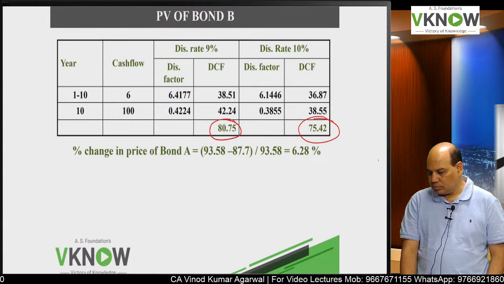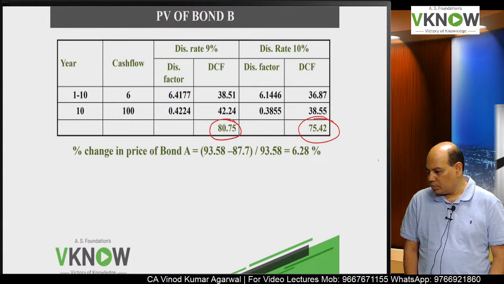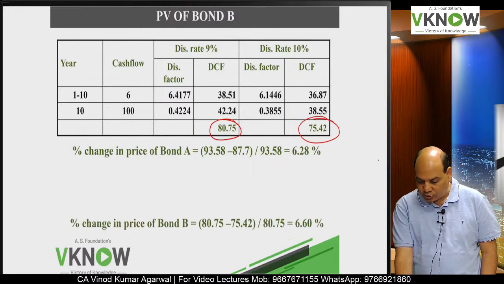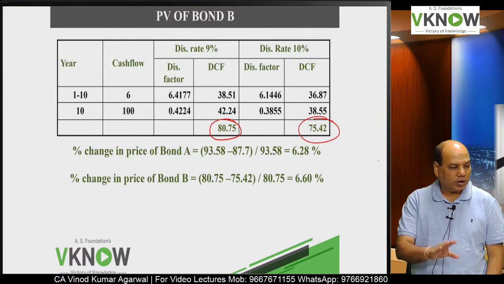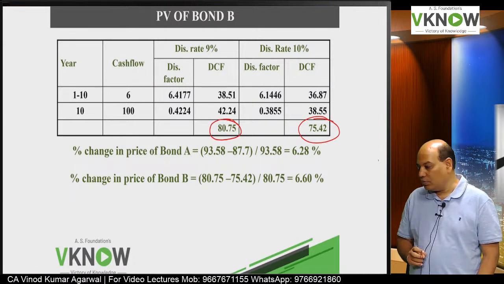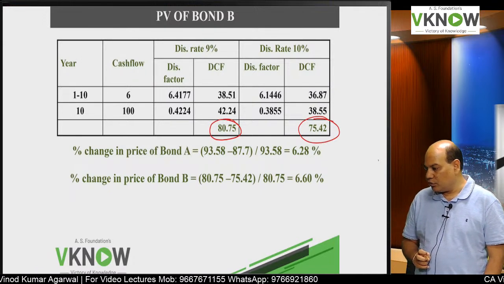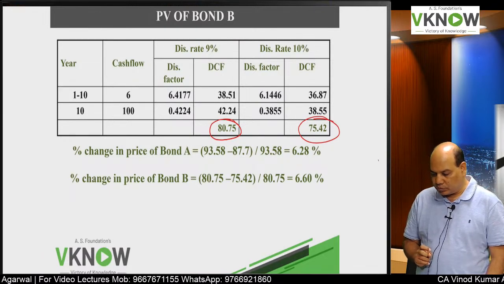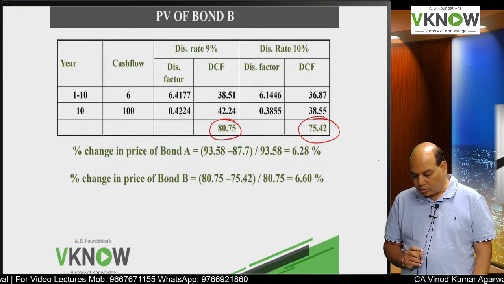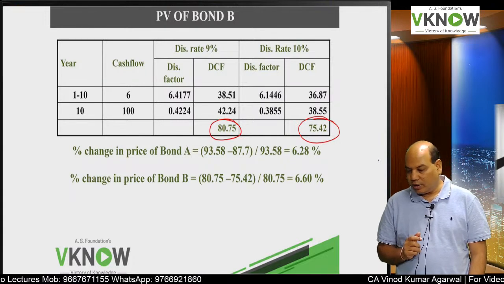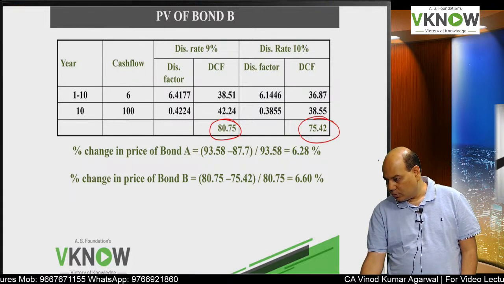Now we'll go to percentage change in price of bond A. Already calculated, you can just write down 6.28%. Bond A I am keeping same to save our time. Now write down percentage change in price of bond B. 80.75 minus 75.42 and divide by 80.75. So tell me what is the answer?